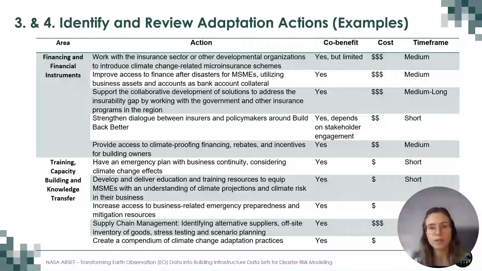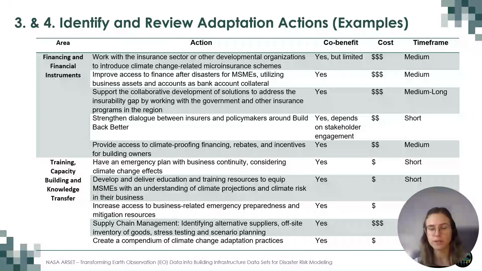There are different instruments that will apply. So here we just have some examples, like working with the insurance sector to introduce climate change related microinsurance schemes, improving access to finance after disasters. Something very important is strengthening dialogue between insurers and policymakers around Build Back Better.